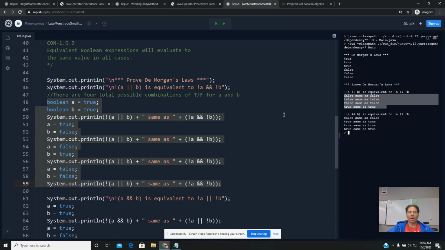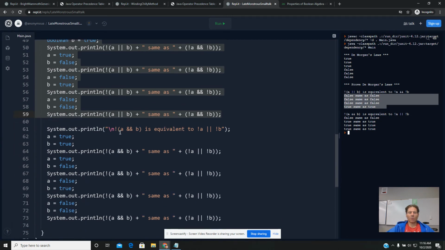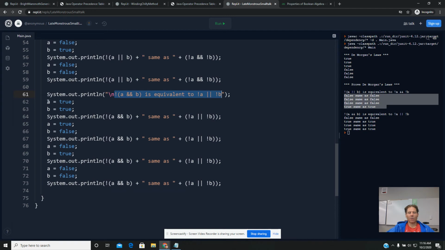Okay. And then here I'm proving the other DeMorgan's law, that not the quantity of A and B is equivalent to individually not A or not B. So again, I ran it through those same 4 tests, all the imaginable combinations, and I got these values right here. Okay, so that's an example of a truth table.